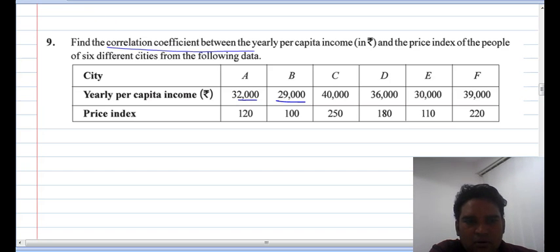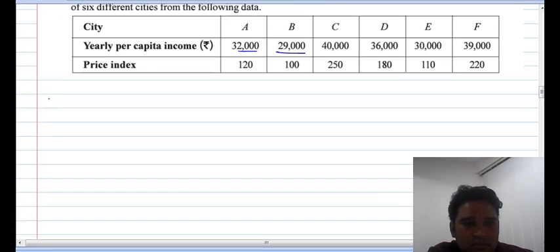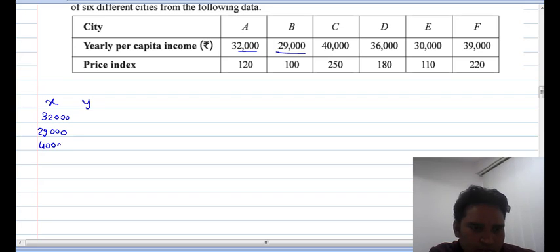Now this is a really important example. Find the correlation coefficient between the yearly per capita income and price index of the people of six different cities from the following data. Now you can see the amount is given in the thousands. So we will first copy this. So 32,000, 29,000, 40,000, 36,000, 30,000 and 39,000. Y is given 120, 100, 250, 180, 110, 220.